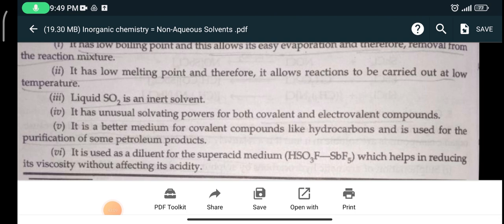It is used as a diluent for the superacid medium HSO3F-SbF5, which helps in reducing its viscosity without affecting the acidity.